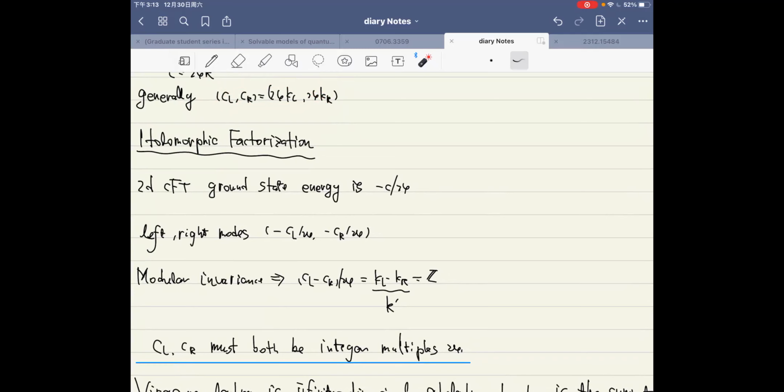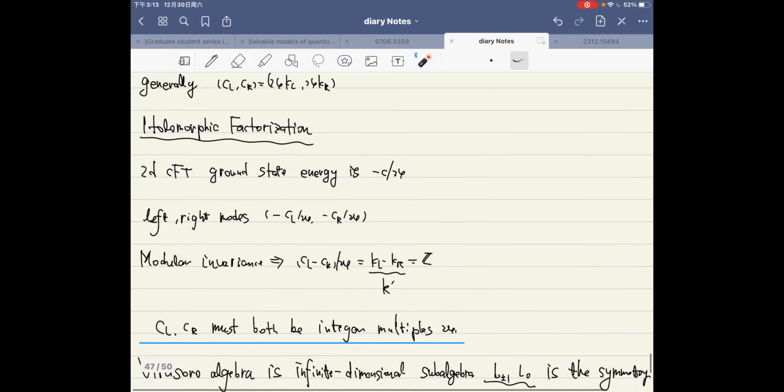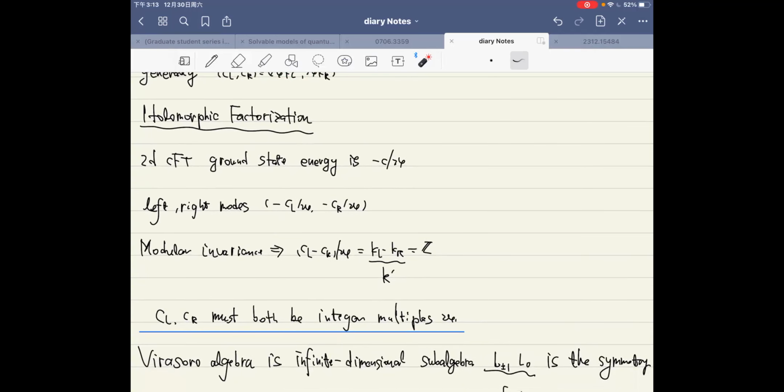Note that the number 24 is crucial, and we require the central charge of the left and right systems to be multiples of 24. This is the demand by the holomorphic factorization. This is the only requirement. From this equation, it just means that the difference between kl and kr, that is equal to k prime, should be an integer. This is the meaning.